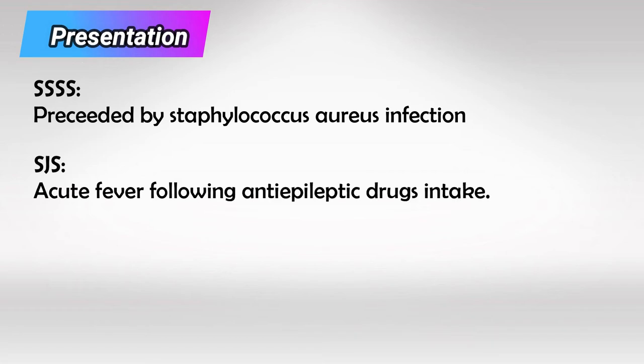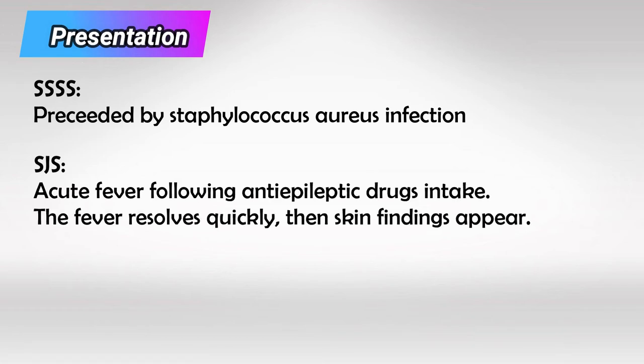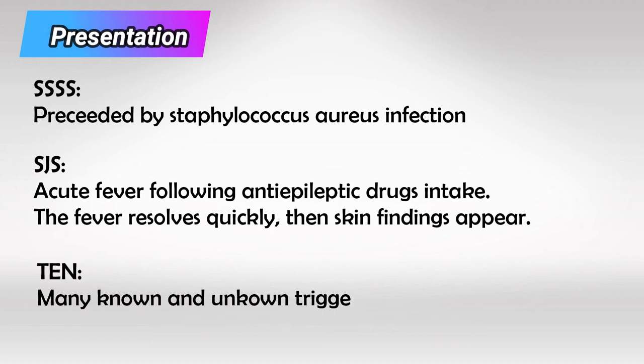Staph syndrome is more acute, and it's caused by, well, staph infection. Stevens-Johnson is commonly caused by anti-epileptic medications, which presents with acute fever, which resolves very quickly, and then is followed by the mucosal and skin bulla. The skin lesions resolve very quickly, in a week or two, but the mucosal lesions take a very long time to resolve. Finally, toxic epidermal necrolysis is also related to medications and sometimes infections. It starts 2 to 3 weeks after the trigger, and it also stays for 2 to 3 weeks.